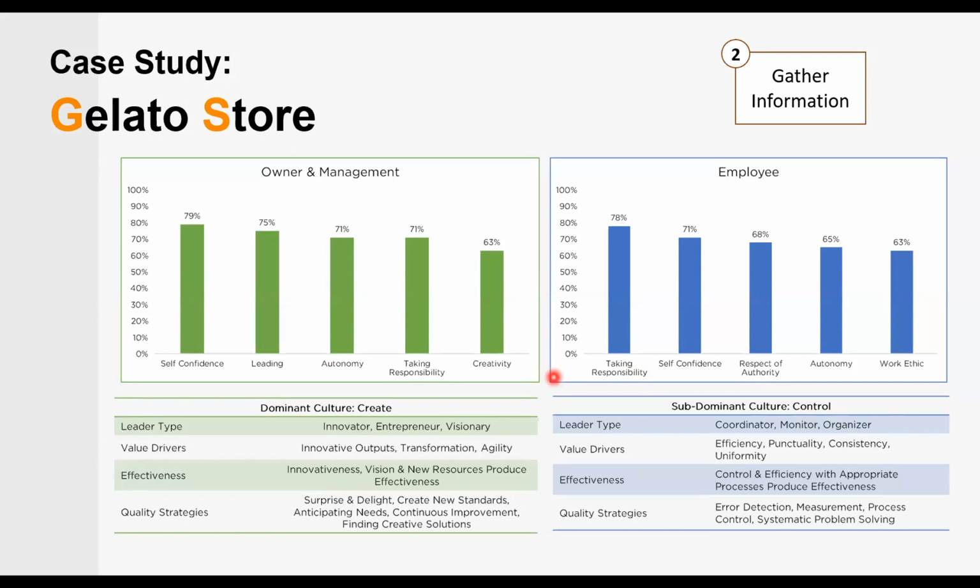While for the employees, we also see that they are very high in taking responsibility, in self-confidence, respect of authority, autonomy, and work ethic. This shows that they are very responsible and they have a lot of respect for the authority. But not only that, even without the authority, or in this case, the management, the owners, they are able to come up with their own solutions when they encounter some problems in the field or during their shift, which means the personality or the potential of these people are already ideal to work in an F&B business.